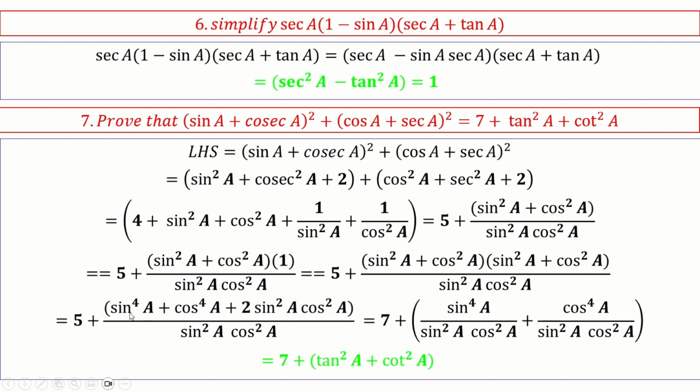This is nothing but sin power 4 A plus cos power 4 A plus 2 sin square A cos square A. If I expand it, I can expand it like this. This 2 and 2 sin square A cos square A divided by sin square A cos square A is 2. So this 2 I am taking out, the integer 2, adding it to 5. So it is 7 plus this value. This is nothing but tan square A plus cot square A. Okay. Next.